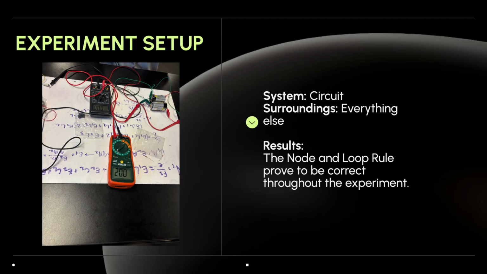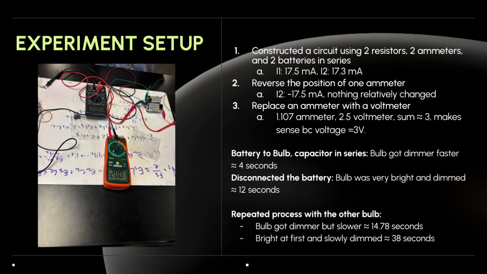The results of this lab showed that the node and the loop rule proved to be correct throughout the entire experiment. To elaborate, we constructed a circuit using two resistors, two ammeters, and two batteries in series, with the first current equal to 17.5 milliamps and the second current equal to 17.3 milliamps. For the second step, we reversed the position of one ammeter, with the second current being negative 17.5 milliamps, and nothing relatively changed.